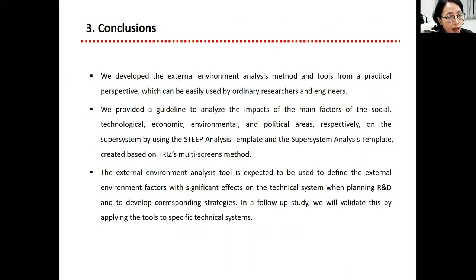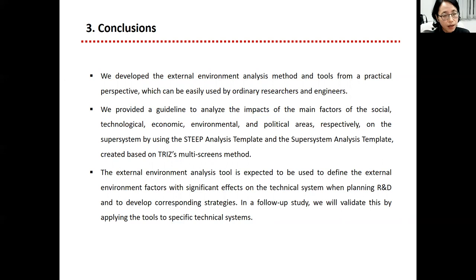We provided a guideline to analyze the impacts of the main factors of social, technological, economic, environmental, and political areas, respectively, on the supersystem by using the STEP analysis template and the supersystem analysis template created based on the multi-screens method. The external environment analysis tool is expected to be used to define external environment factors with significant effect on the technical system when planning R&D and develop corresponding strategies.